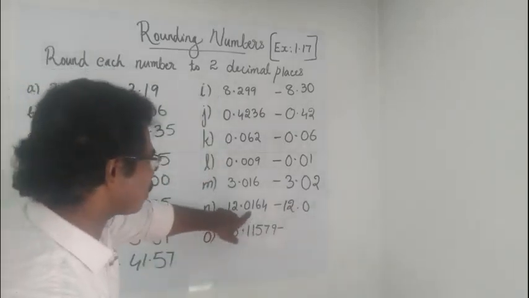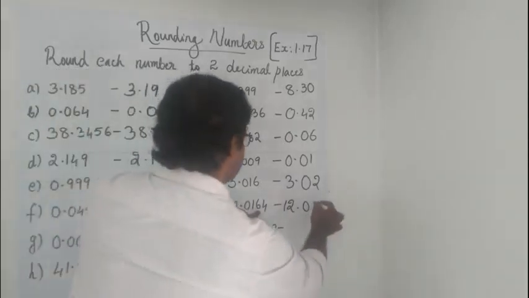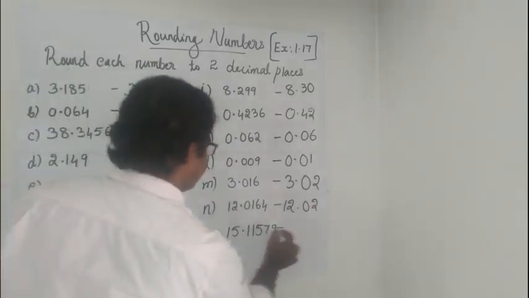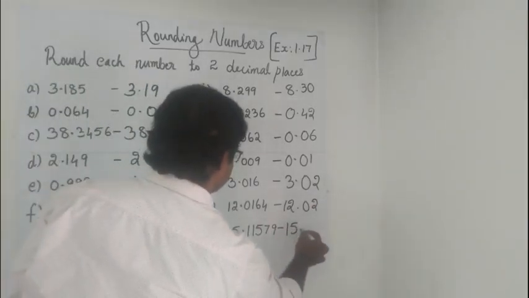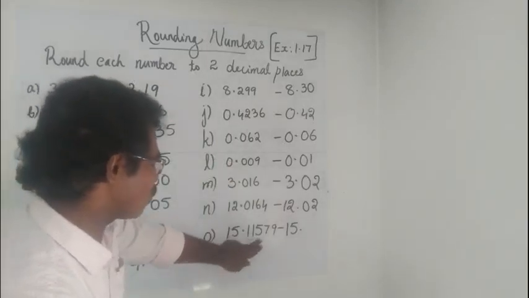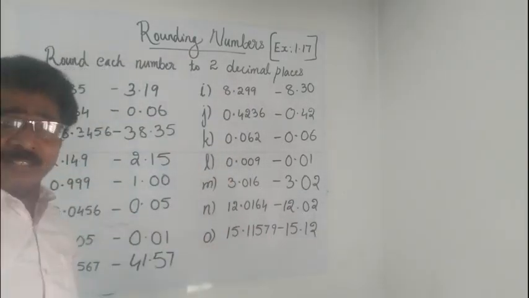Next, 12.0. We want 2 digits. Focus on the 2 digits. This is greater than 5, so add to it 2. Okay, next, 15 point. We focus on the 2 digits. Here is 5, so add 1 to this number. 1, 2. Got it? How is it?